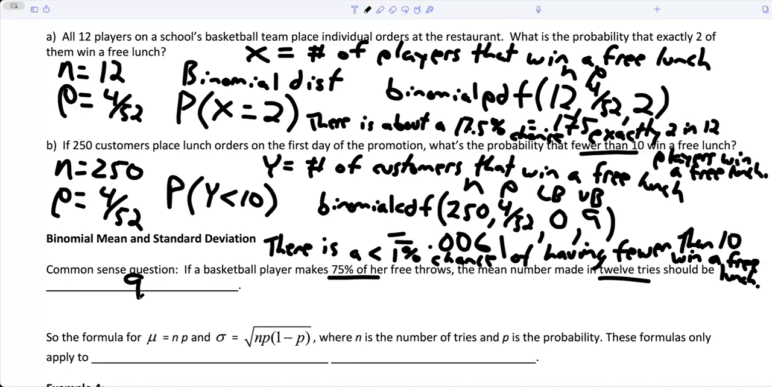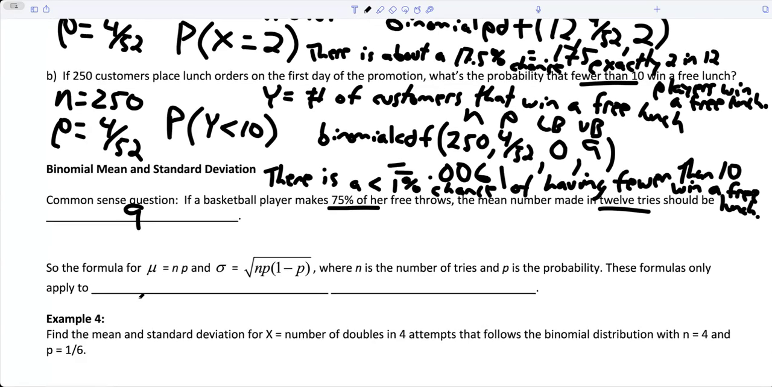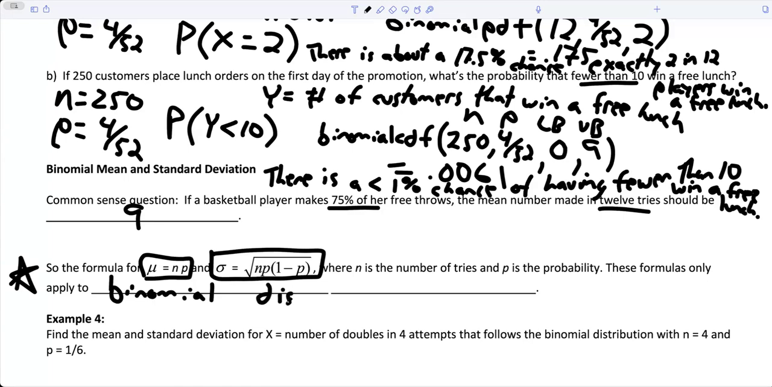So, okay, we have formulas, and we got that by multiplying 0.75 times 12, right? So the mean of a binomial distribution is going to be n times p. And the standard deviation is going to be the square root of the mean times the probability of failure, where n is the number of tries and p is the probability. However, okay, so this is important. These only apply to binomial distributions.